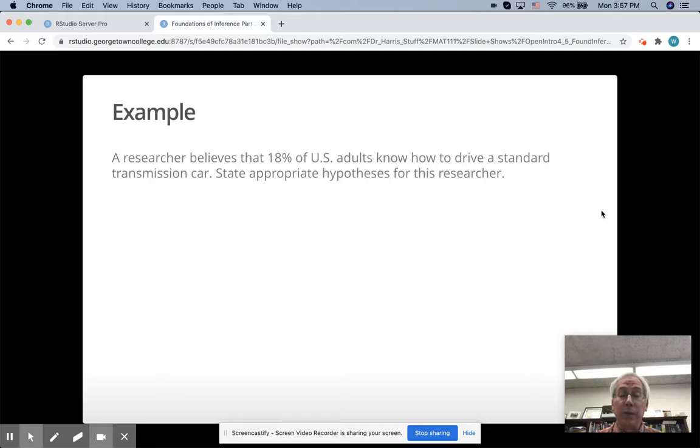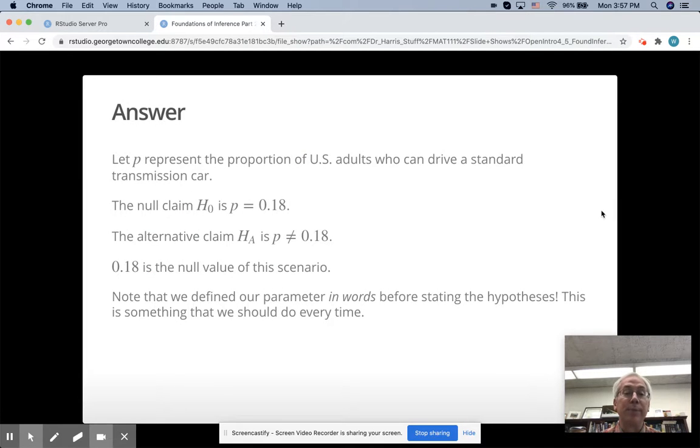If we're strictly looking at two-sided alternatives, then the null hypothesis is going to be P. P is going to be our population proportion. It's the proportion of individuals who can drive a manual transmission. And so the null hypothesis is going to be P equals 0.18, and our two-sided alternative will be P not equal to 0.18. And so we call the number that's present in the null hypothesis the null value. So 0.18 is our null value.